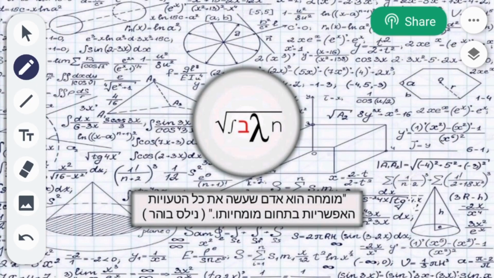Friends, to convert a mixed number into an improper fraction, we'll use the MA method, multiplication and addition. And to convert an improper fraction into a mixed number, we'll use the understanding of the pizza method.